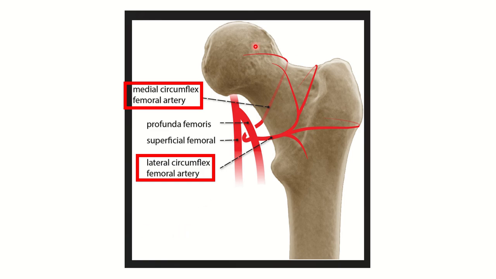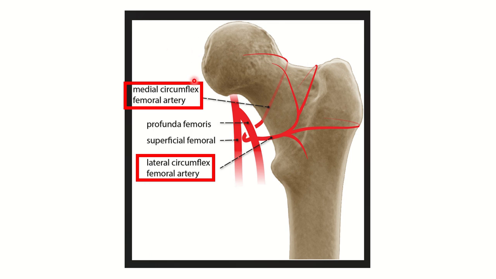Here we can see this is the femur, and it is the head, neck, greater trochanter, then the shaft of the femur. And we can see that the medial and lateral circumflex arteries are arising from the profunda femoris artery, or deep femoral artery. From the profunda femoris artery, the medial circumflex femoral artery and lateral circumflex femoral artery arise and go towards the head.